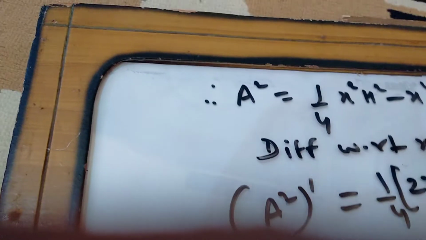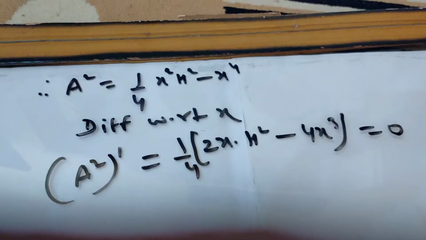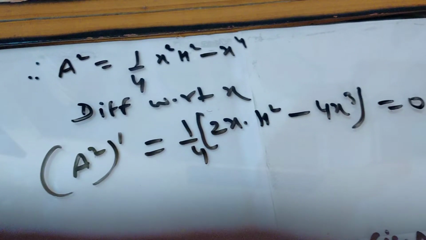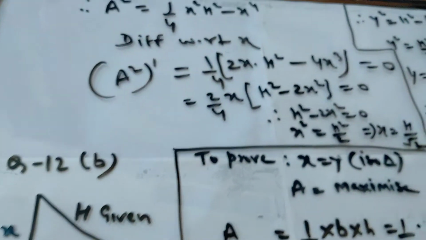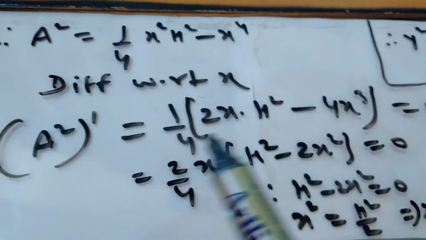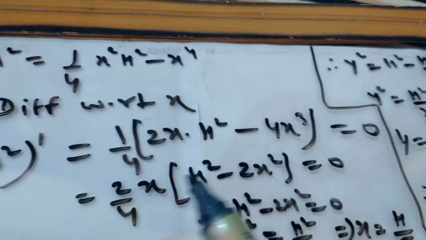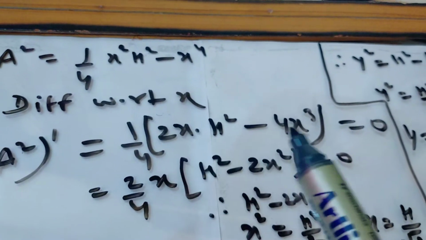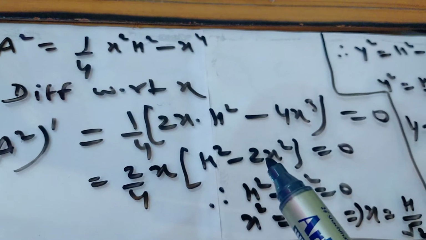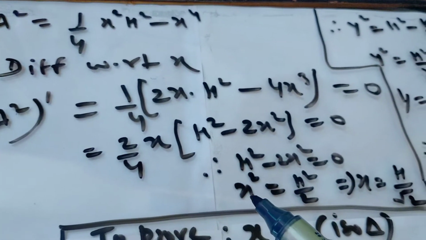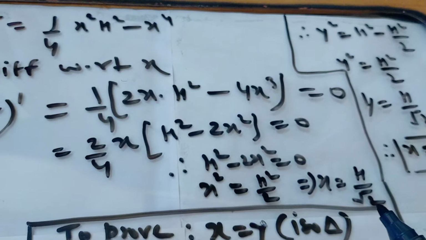Okay. Now make it equal to 0 for maxima and minima and find the value of x here. So from here we have differentiated and equated to 0. So 2x is common. I have taken 2x common. It is h square minus 2x square. It is equal to 0. So the value of x is coming h upon root 2.